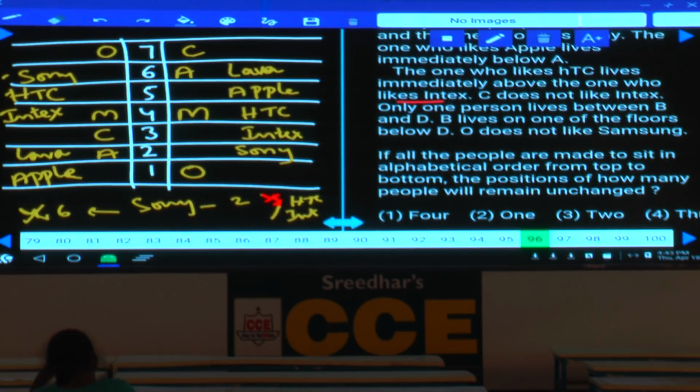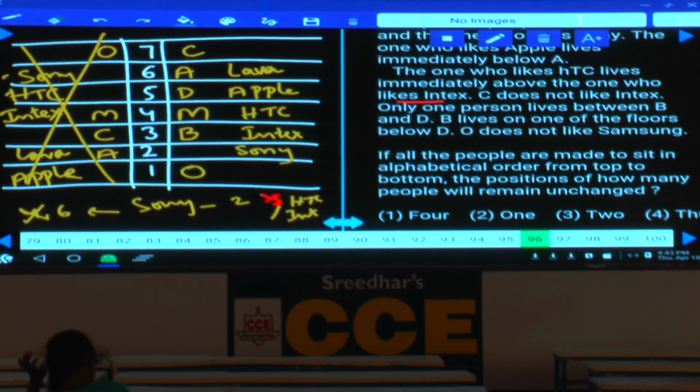Only one person lives between B and D. How many persons are in between B and D? Only one person, and B lives on one of the floors below D. B is one of the floors below D, this is B and this will be D, isn't it? If D and B are there, then in the second case, D and B in the alternate places is not at all possible. This is ruled out.